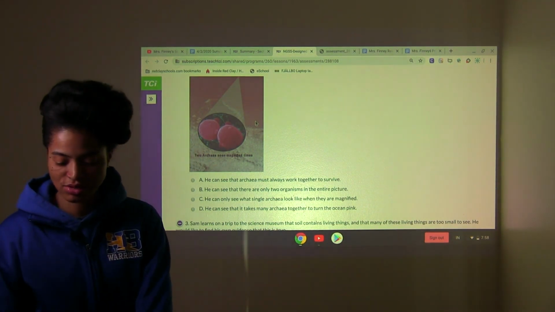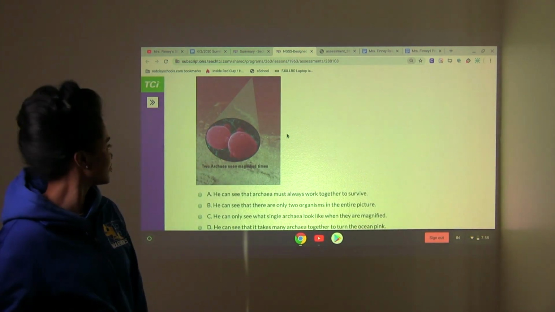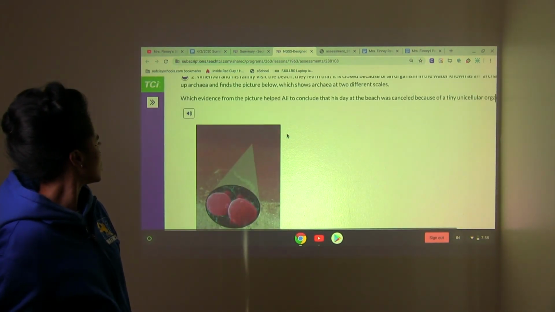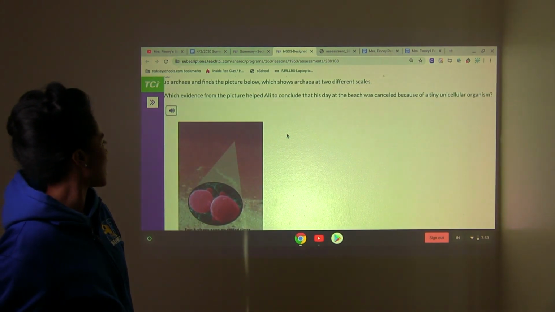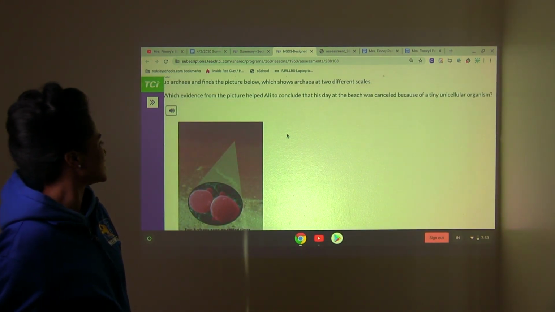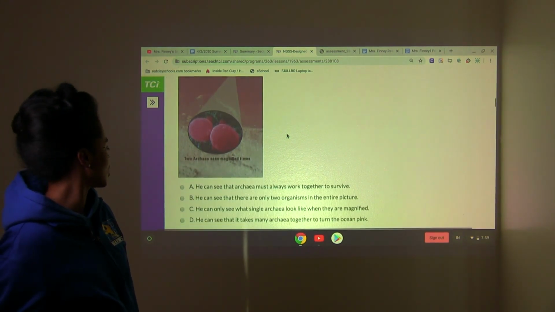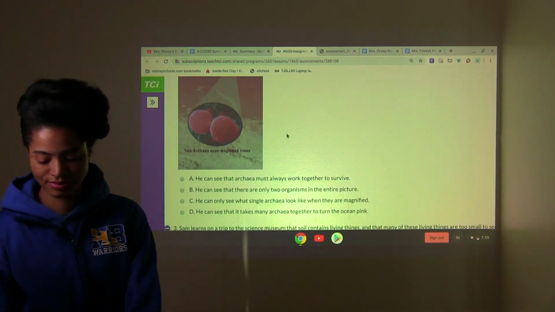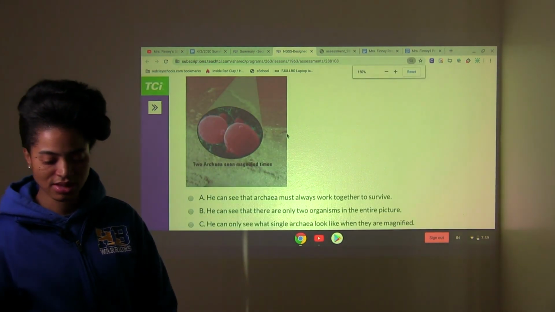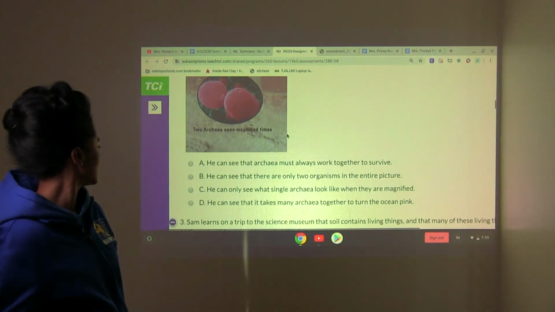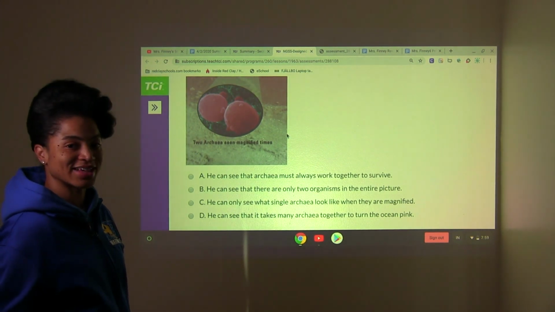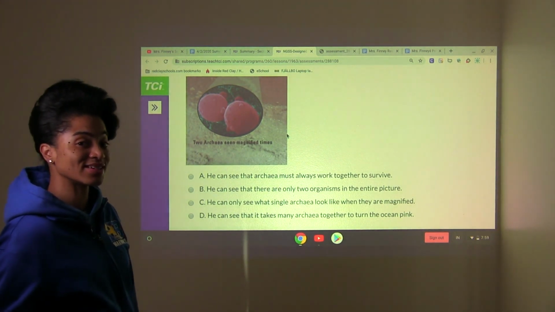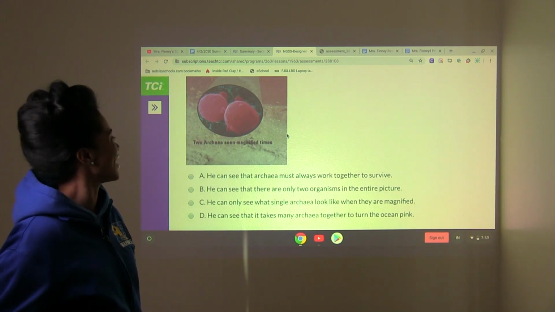Which one of these answers would you select to say which evidence from the picture helped Ali to conclude that his day at the beach was canceled because of a tiny unicellular organism? Take a look. All right, did you make your selection? I hope so. Let's check and see if you have the answer.